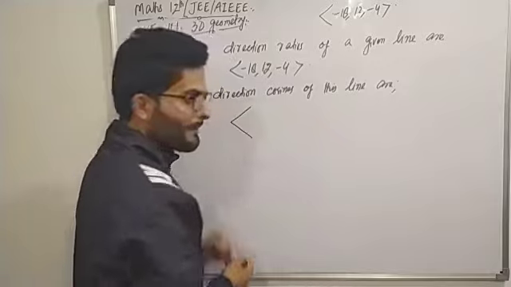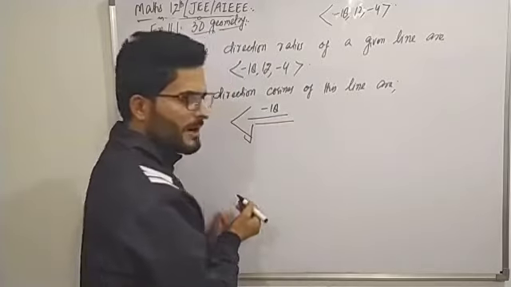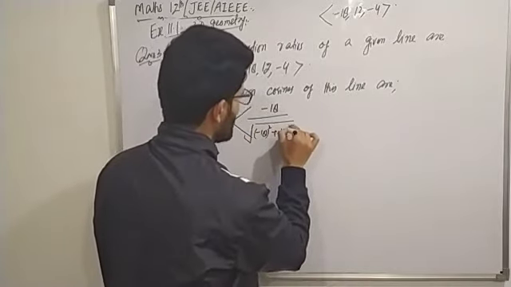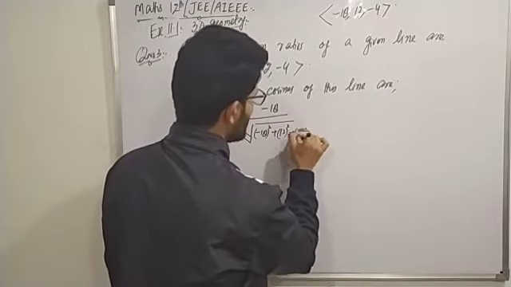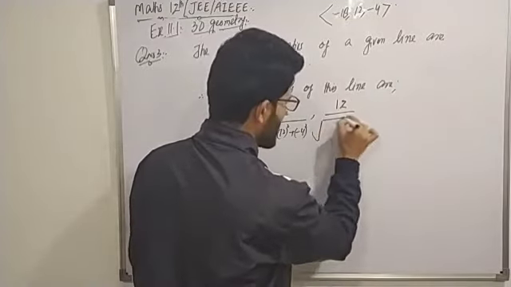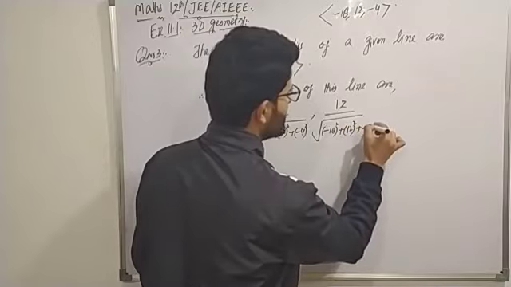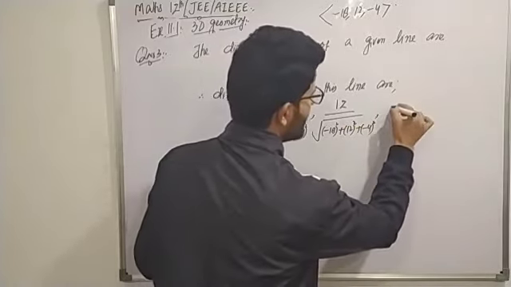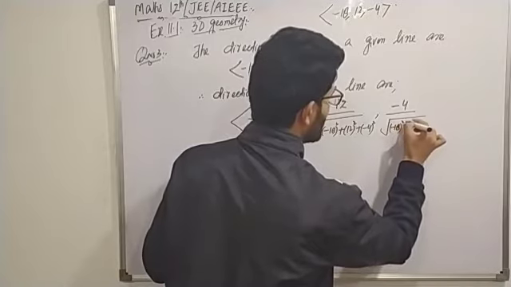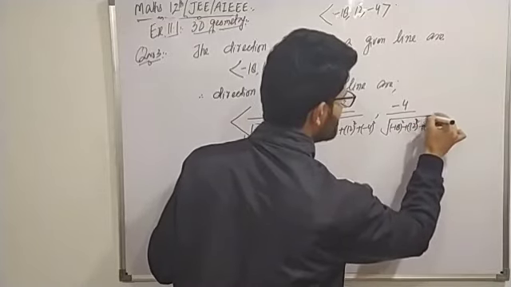Ordered three-tuple. The first direction cosine: first direction ratio, minus 18, divided by the non-negative square root of the sum of squares of all three direction ratios, that means minus 18 square plus 12 square plus minus 4 square. The second direction cosine is the second direction ratio, 12, divided by the same thing, the square root of minus 18 square plus 12 square plus minus 4 square. And the third direction cosine is the third direction ratio, minus 4, divided by the non-negative square root of the same thing, minus 18 square plus 12 square plus minus 4 square. Clear?